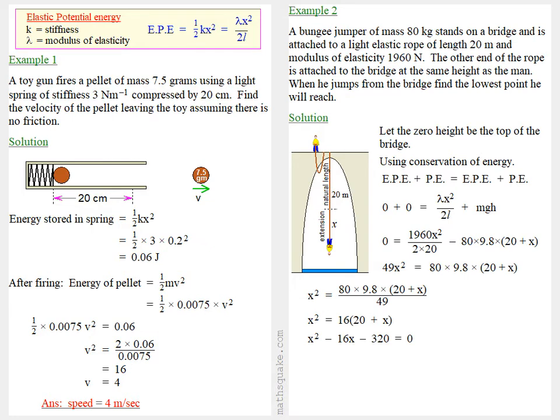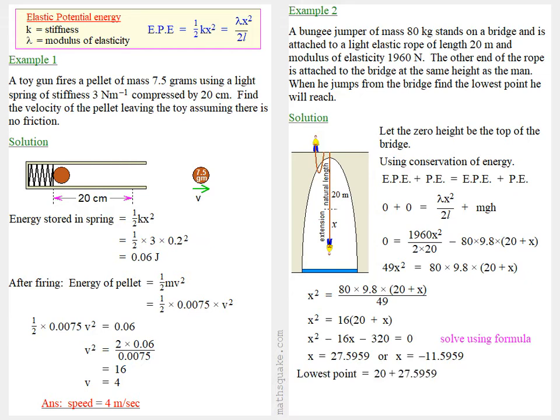Now, that's a quadratic equation. We can solve it using the formula, or we can just solve it straight away using a calculator. And we get x is equal to 27.5959, or x is equal to minus 11.5959. Now, we can't have a negative extension with rope. We can have a negative extension with a spring. It'll be in compression, but that's not what we've got in this situation.